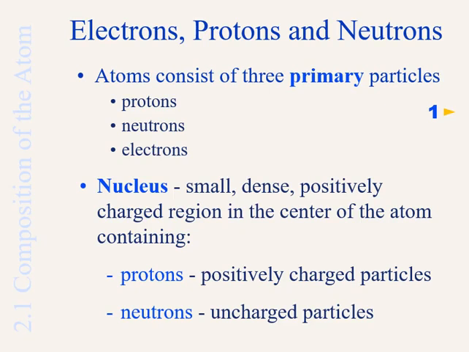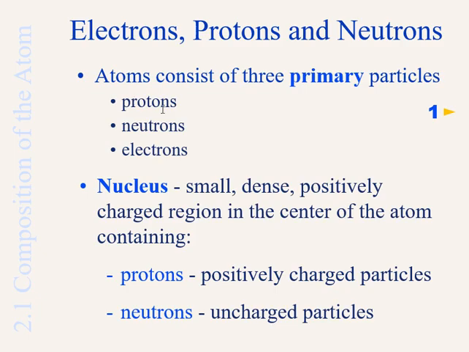There are three primary particles within an atom. They are also called subatomic particles. They are protons, neutrons, and electrons. There is a long history that led to their discovery, and to know that history, I advise you to read the textbook. But in this video, we are going to discuss the properties of these three subatomic primary particles.